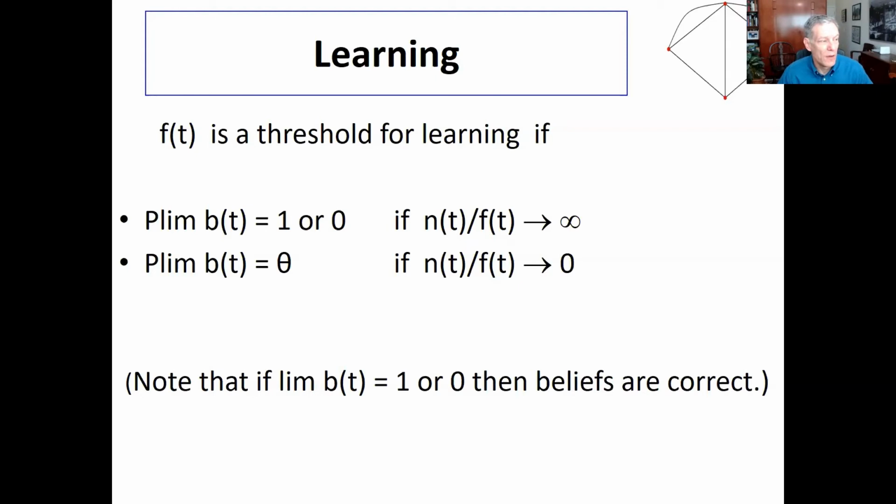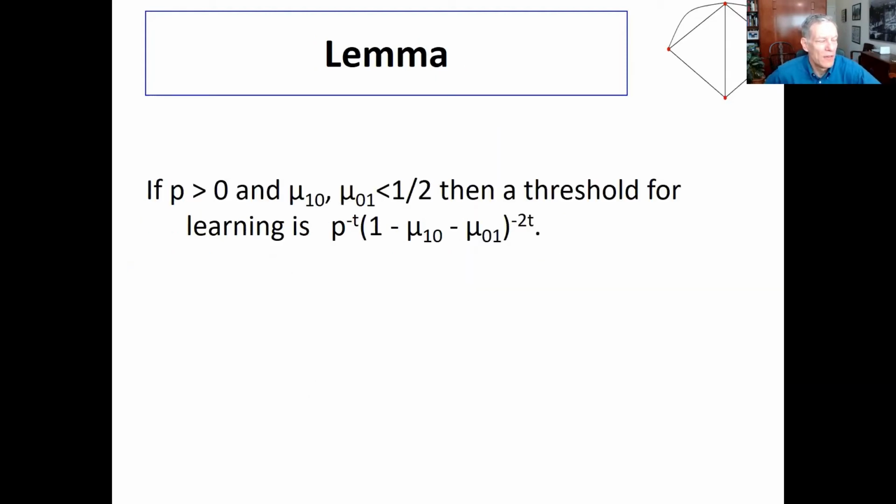Okay, so that's the definition of a threshold. And then the first lemma is that if we've got positive probability of messages being passed along, dropped, and we have here the mutation probabilities, we'll keep them less than 1/2 so that this thing doesn't blink. But the threshold for learning is just p to the minus t, 1 minus the sum of these mutation probabilities to the minus 2t. So it's quite a simple formula, and that governs how many messages I would need to overcome.